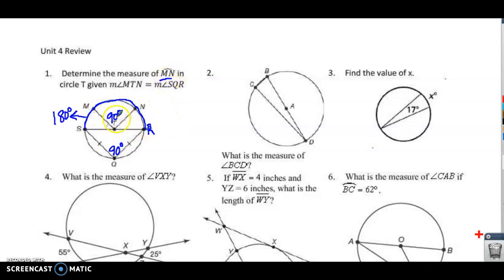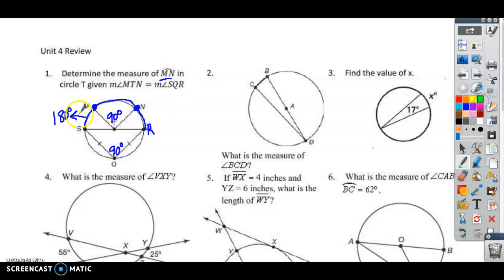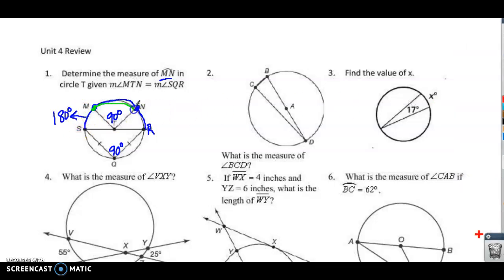And being this is a central angle, we know that the measure of the arc MN that's intercepted here, I'll go ahead and draw that in a different color for you. MN, we know that its measure is the same as its central angle, 90 degrees. So the measure of arc MN is 90 degrees.